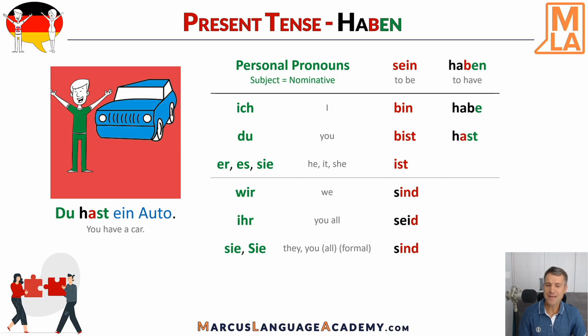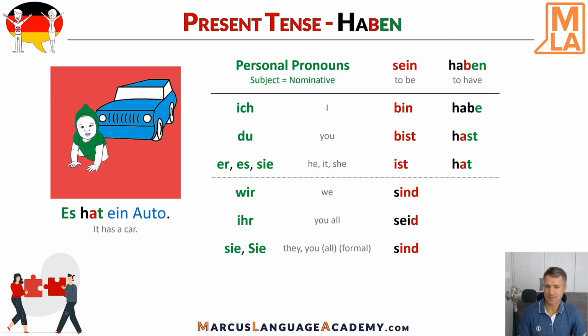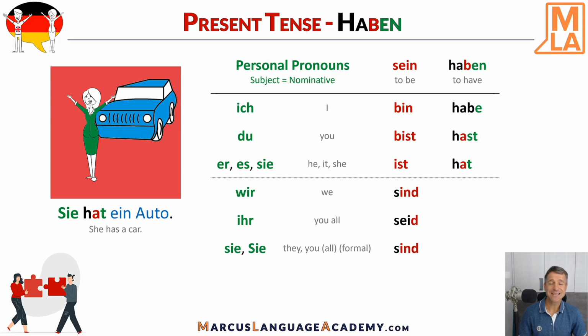Here the B disappears and we have the following conjugation. Du hast. Du hast ein Auto. You have a car. The same applies in the third person singular. Er hat ein Auto. He has a car. Es hat ein Auto. It has a car. Sie hat ein Auto. She has a car.